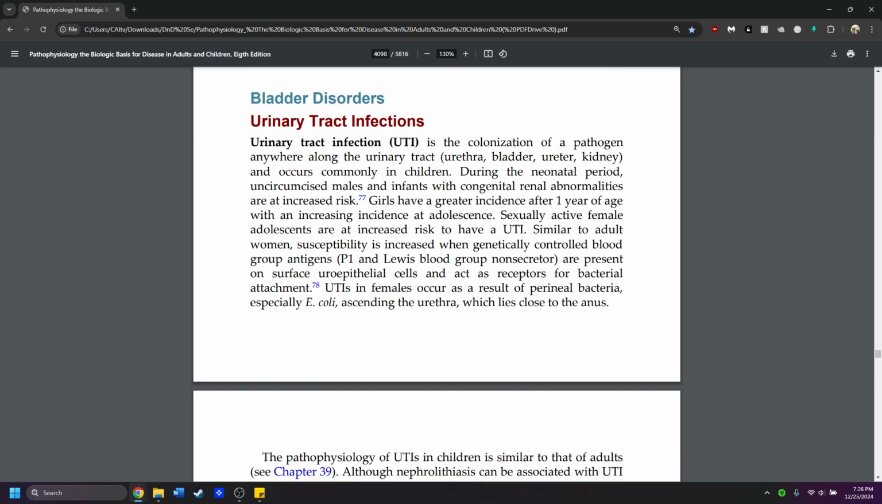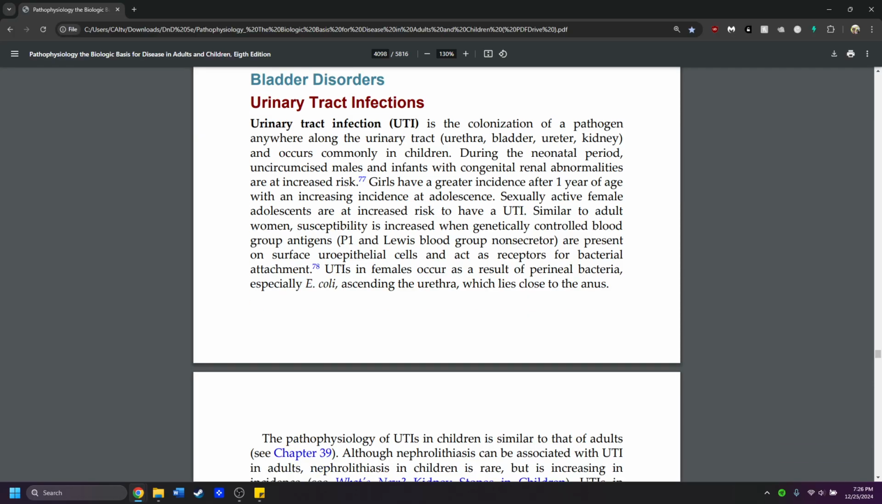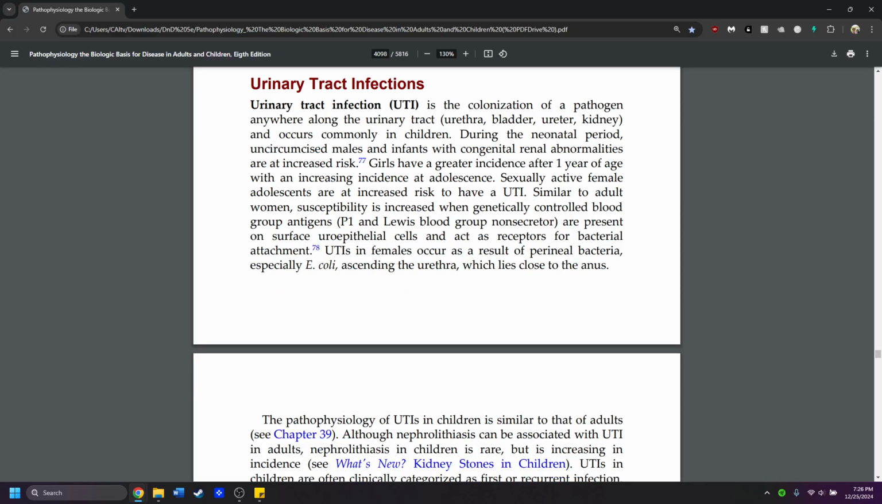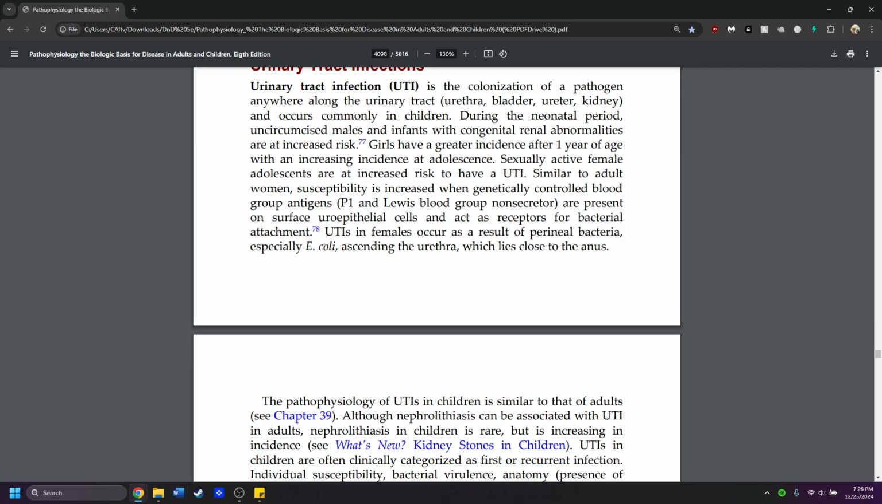That leads us to bladder disorders, your urinary tract infections. UTI is the colonization of a pathogen anywhere along the urinary tract, urethra, bladder, ureter, kidney, and occurs commonly in children during the neonatal period. Uncircumcised males and infants with congenital renal abnormalities are at increased risk. Girls have a greater incidence after 1 year of age, with an increasing incidence at adolescence. Sexually active female adolescents are at increased risk to have a UTI.